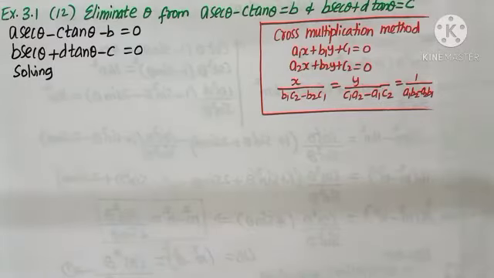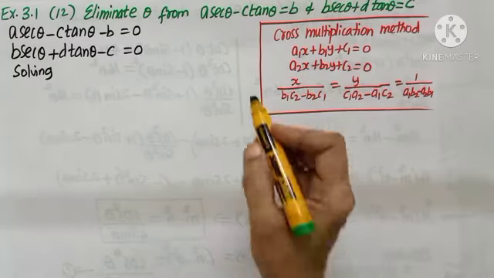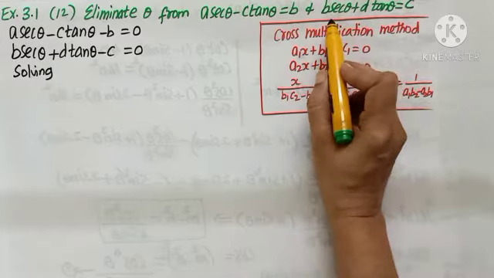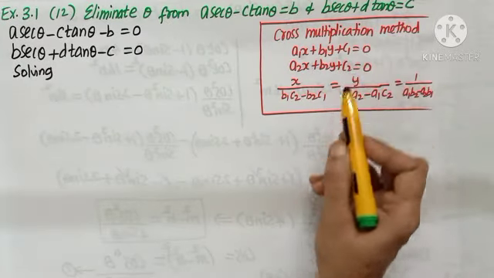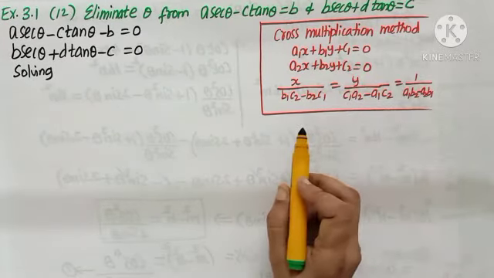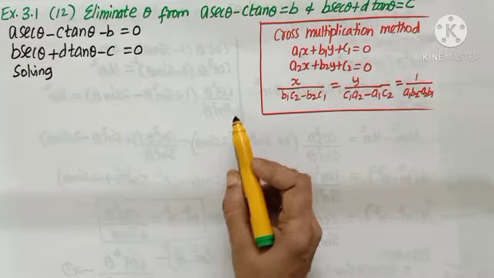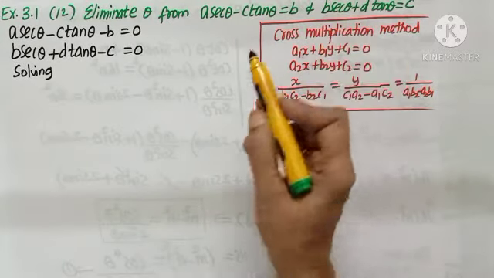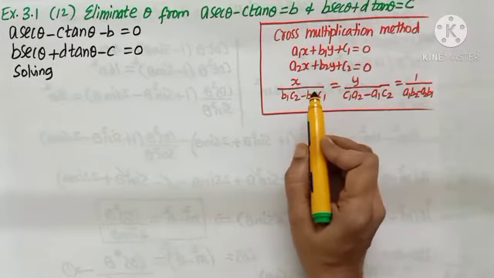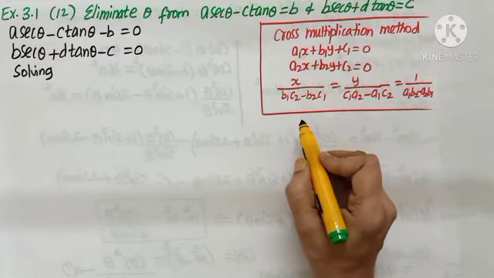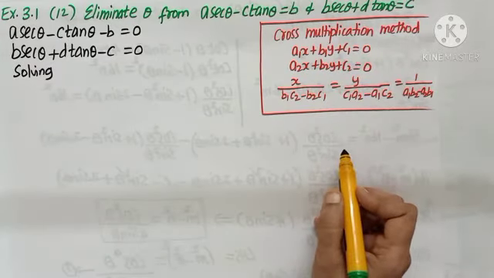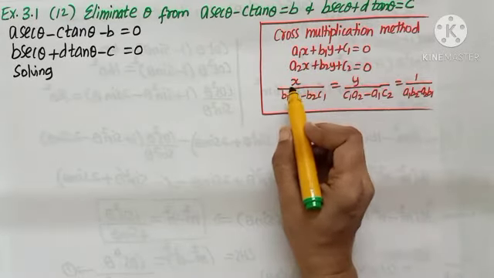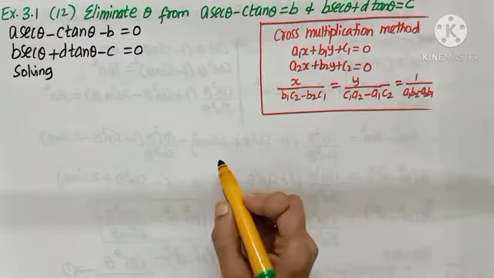Question number 12. Eliminate theta from A secant theta minus C tan theta equals B and B secant theta plus D tan theta equals C. One method of eliminating: we can cross multiply this by B and this by A, find out what is secant and tan, and then remember the formula secant square minus tan square is 1. Another way, we can use the cross multiplication method to find out what is secant and tan.